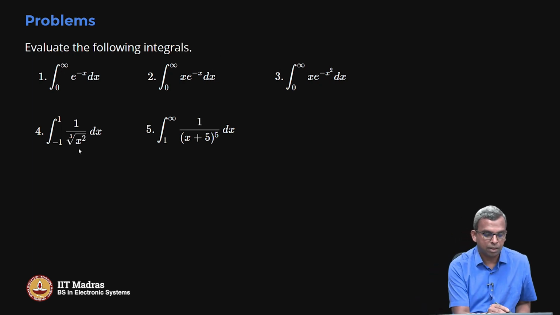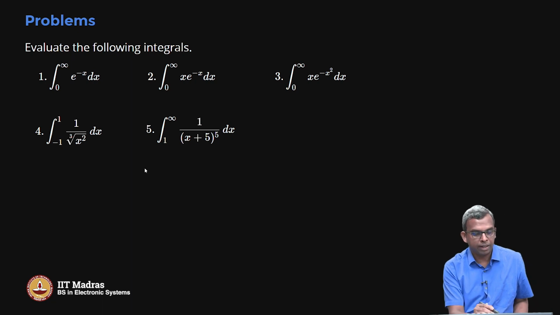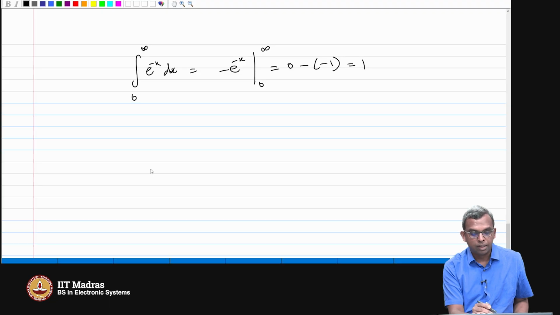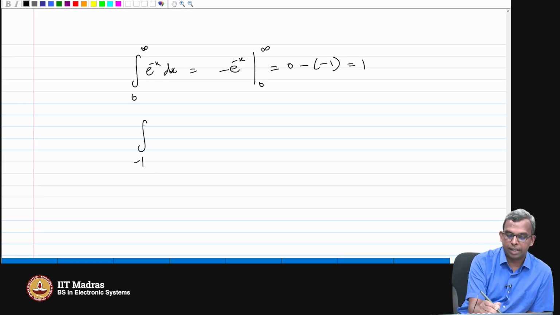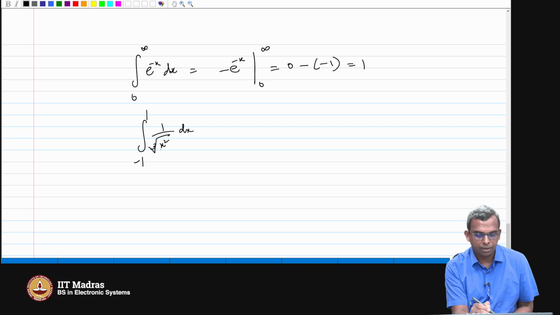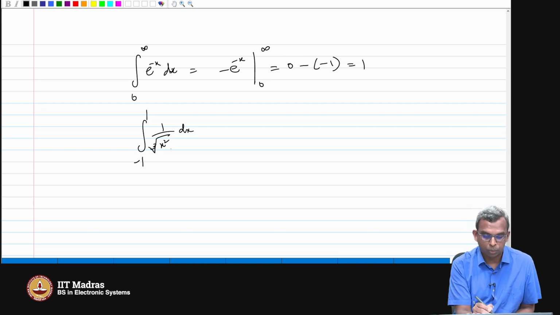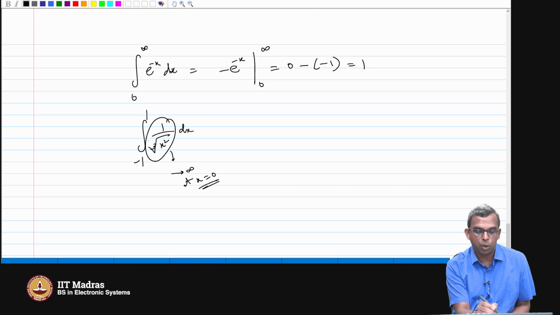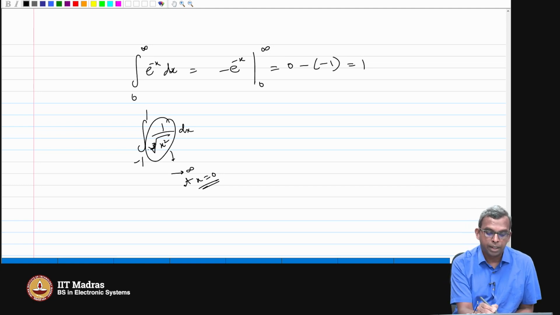Okay, so let me take this fourth problem, which is the integral from minus 1 to 1 of 1 by cube root of x squared dx. When you have this kind of integration, one needs to be a little bit more careful. Notice why this is an improper integral: the function is unbounded at 0. It is going to infinity at x equals 0. So this is why this is an improper integral. Somewhere in the middle it goes unbounded.